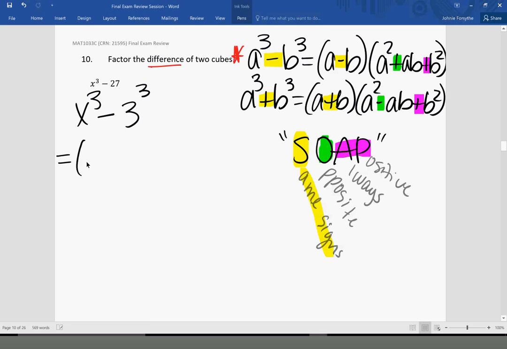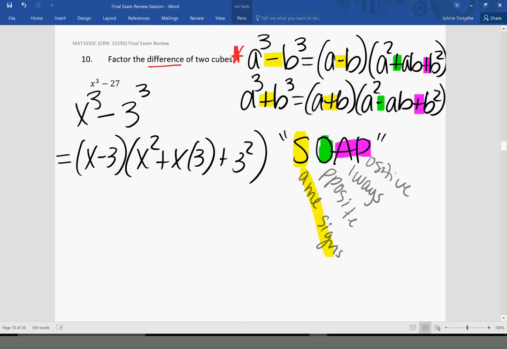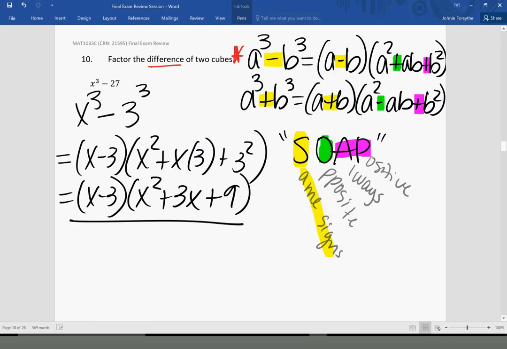So to write that out, that's going to be x minus 3 times x squared plus x times 3 plus 3 squared. And let's clean that up. That'll be x minus 3 times x squared plus 3x, since x times 3 is 3x, plus 3 squared is 9. So that is your final answer.